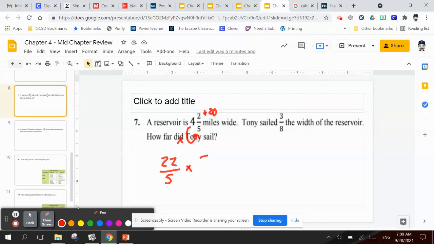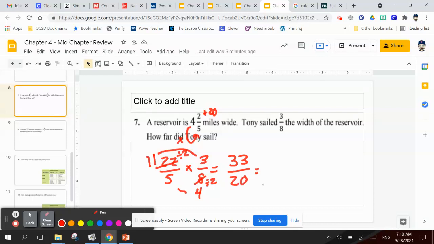3/8 is what I'm going to multiply that by. Oh, I'm sorry. 2 is a factor of both 22 and 8. So if I divide each by 2, 22 divided by 2 is 11. 8 divided by 2 is 4. So if I multiply, I get 11 times 3, which is 33. 5 times 4, which is 20.